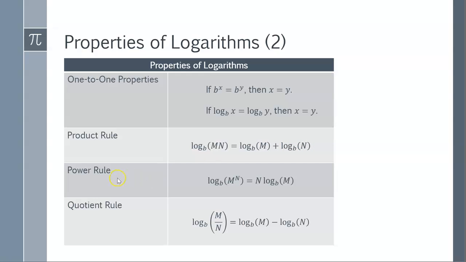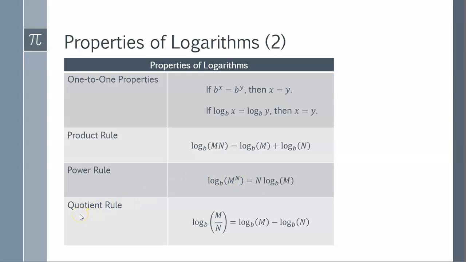Now the power rule is abusing this one and saying log base b of m to the n, so you have a bunch of m's being multiplied, or n of them exactly, means you can have n times log base b of m. Because what you're doing is writing this out n times: log base b of m plus log base b of m over and over and over again. So you're just basically bringing that exponent down out front.